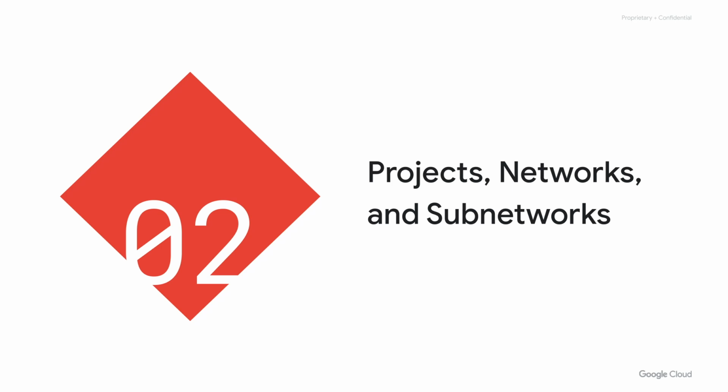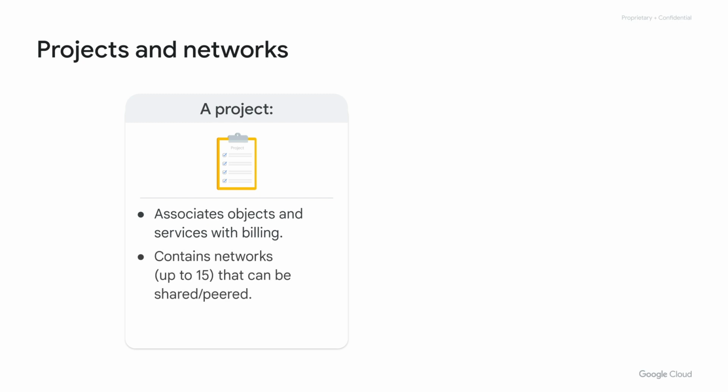Let's start exploring the VPC objects by looking at projects, networks, and subnetworks. Projects are the key organizer of infrastructure resources in Google Cloud. A project associates objects and services with billing. Now, it's unique that projects actually contain entire networks.